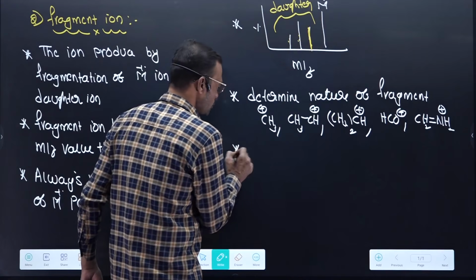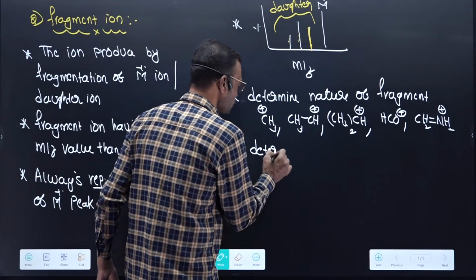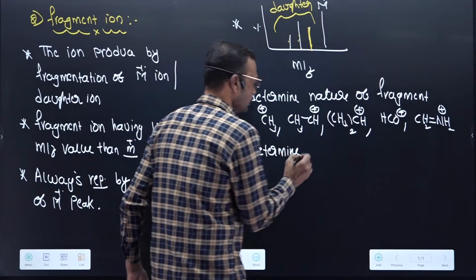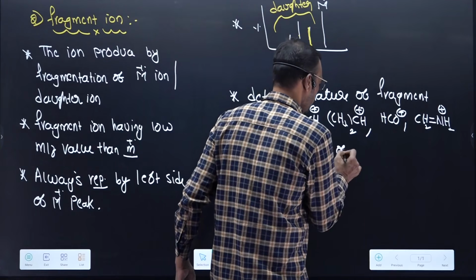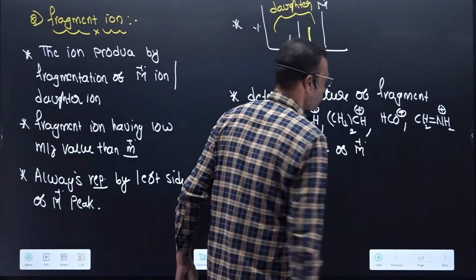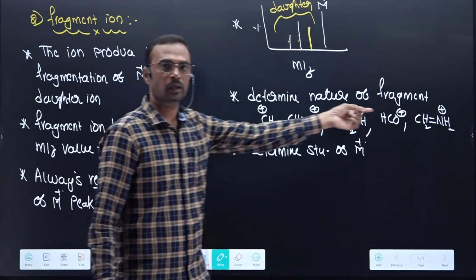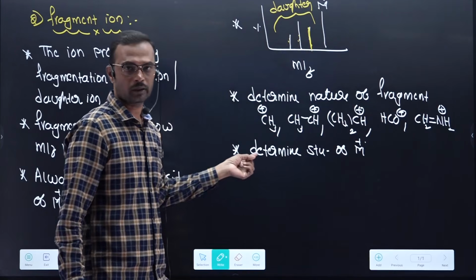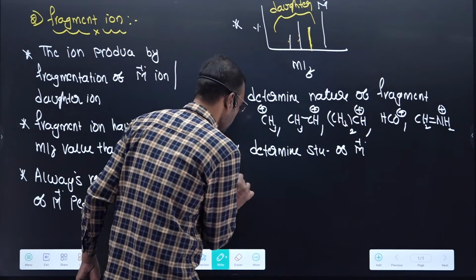Okay. So once you explain the nature of the fragment, that is used to determine the structure of the molecular ion. With the help of the fragment ion, one can determine the structure of the molecular ion. And we can also explain connectivity.